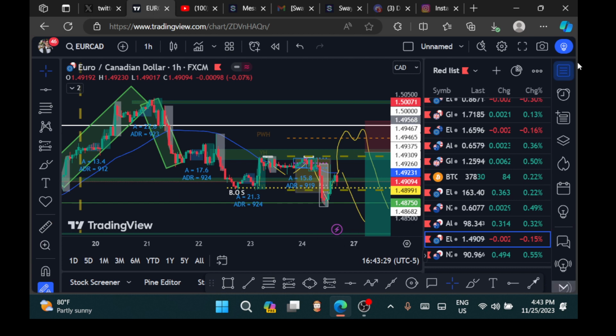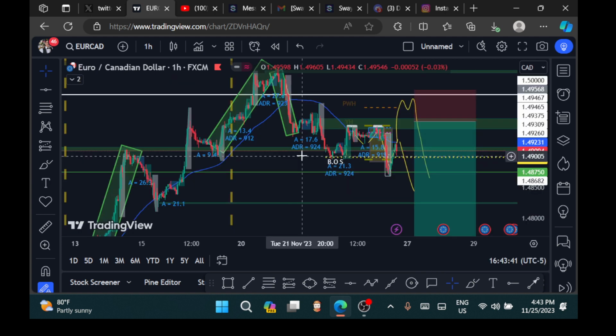We are looking at EuroCAD. This is my EuroCAD analysis. The green zones are my supply and demand zones. The zones that are rectangles covering a long move that occurred, that's a fair value gap that indicates to me the trend.